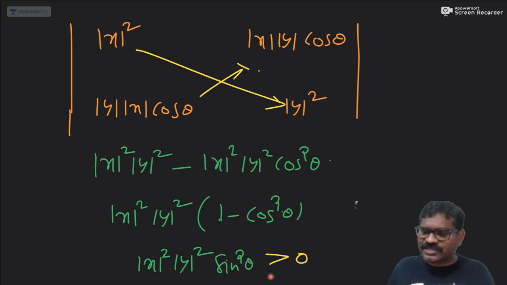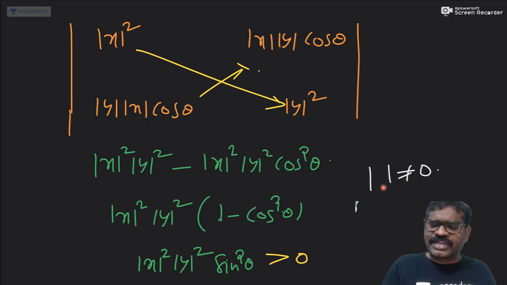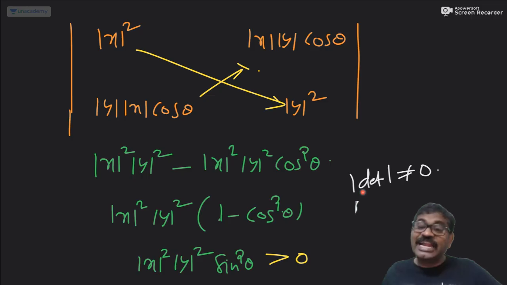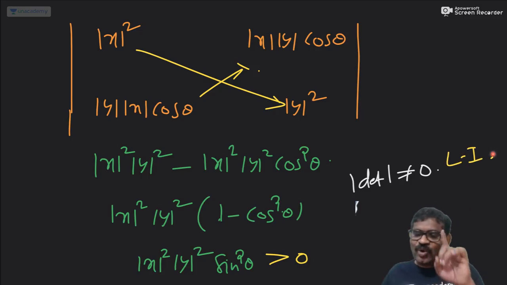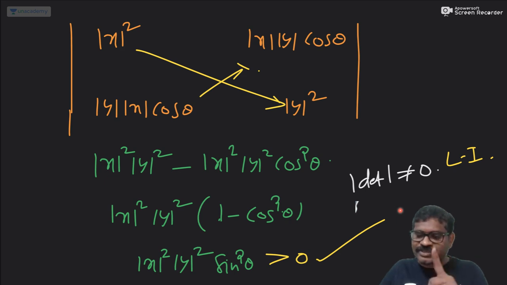Positive means the determinant is non-zero. If your determinant is non-zero, then independent or dependent? Linearly independent. So the final conclusion is that the vectors are linearly independent and the determinant value is positive. Positive doesn't mean 0, positive means greater than 0.